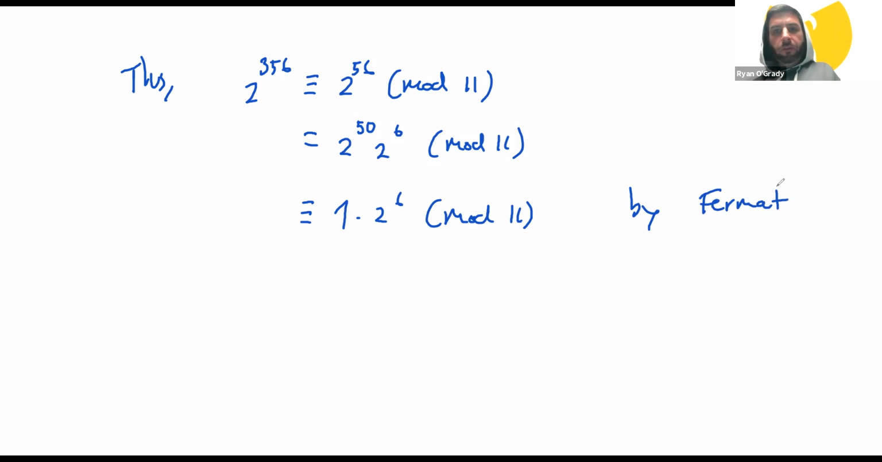And now all you have to do is reason, by the way, I'm not saying this is the quickest way of doing it, what is 2 to the 6th? Well, 2 to the 6th is 64. So what is the remainder of 64 when you divide it by 11? Well, 11 times 6 is 66. So take 5 in there, you get 55. So this is congruent to 9 mod 11.